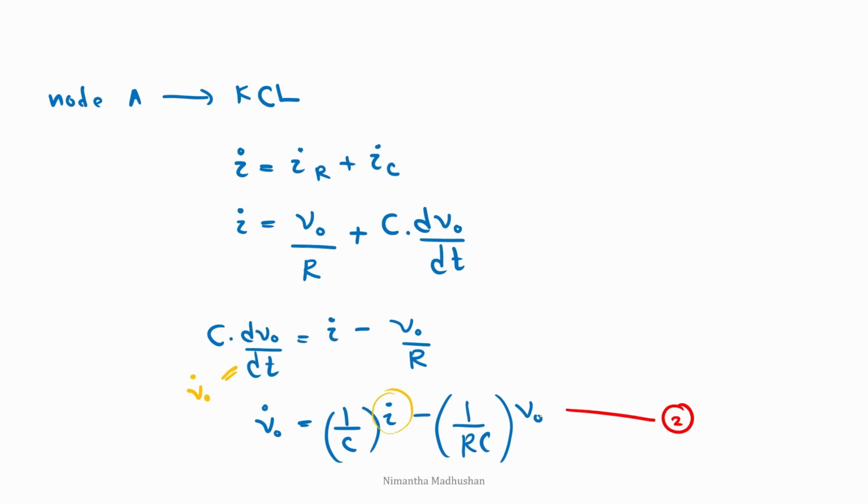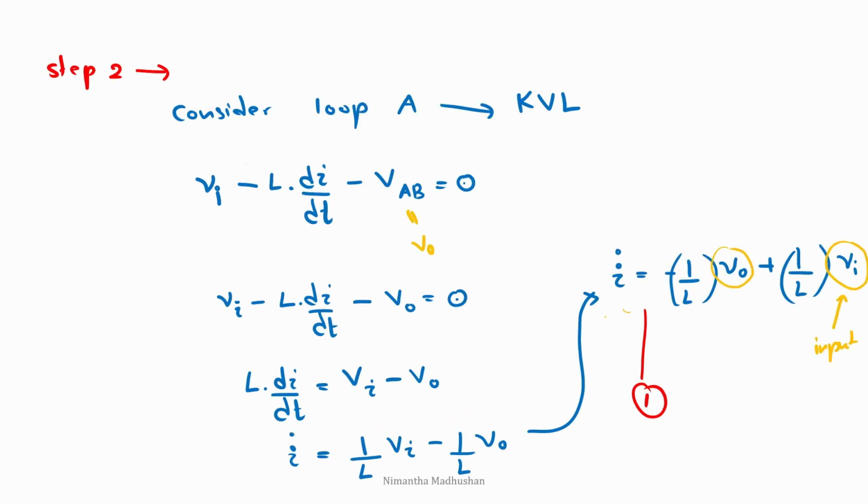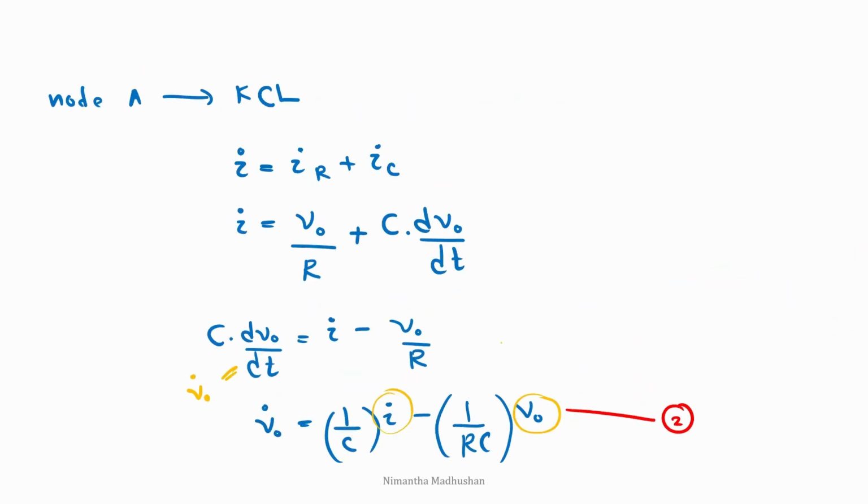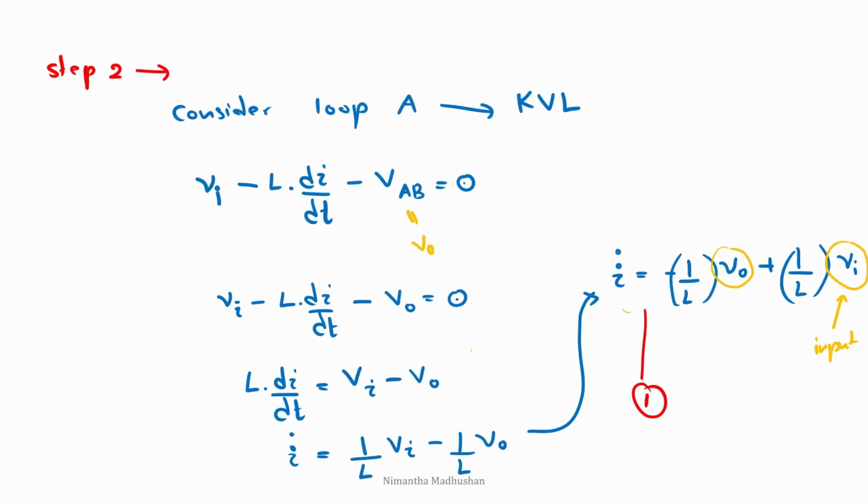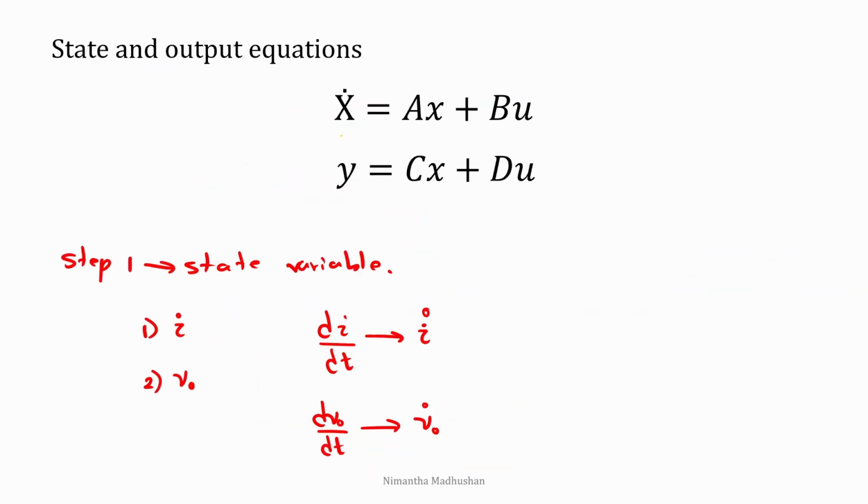These two are the state variables. We derived two differential equations. Now we have to represent these two differential equations according to this format. According to this, x dot t is equal to Ax plus Bu. Now we can write it: x dot t is equal to Ax plus Bu.